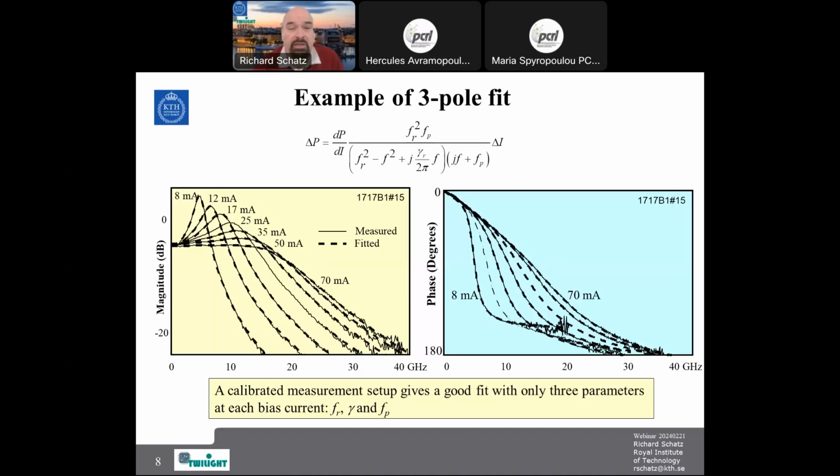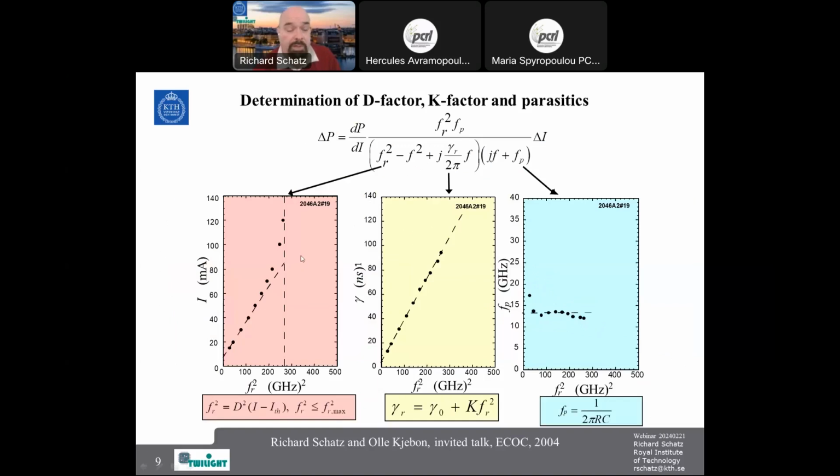So when you do this fitting, you extract the parameters: the damping factor, the resonance frequency, and the parasitic roll-off. It's only 3 fitting parameters. And then you fit it for every bias. You measure the transfer function of your laser for different bias, and then you fit these parameters. When you have done that, you can plot these parameters, and then you remember that the resonance frequency squared was proportional to the current approximately. Here I put the resonance frequency squared as the x-axis and the current as the y-axis.